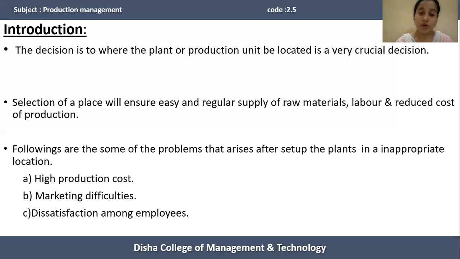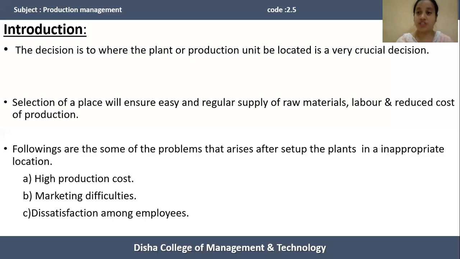Means an ideal location always ensures easy and regular supply of raw materials, and that ideal location helps the organization to get cheap labor, means it helps the organization to reduce the labor cost. If the raw material transportation cost reduces and labor cost reduces, that ultimately leads to reduction in production cost. So every industrialist, every entrepreneur has to identify a good location for their plant. They have to identify a proper location, an ideal location for their plant, and it is not an easy task.